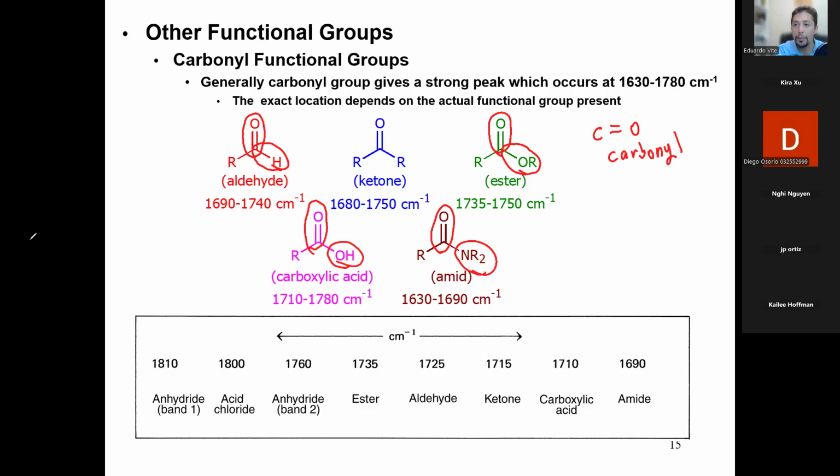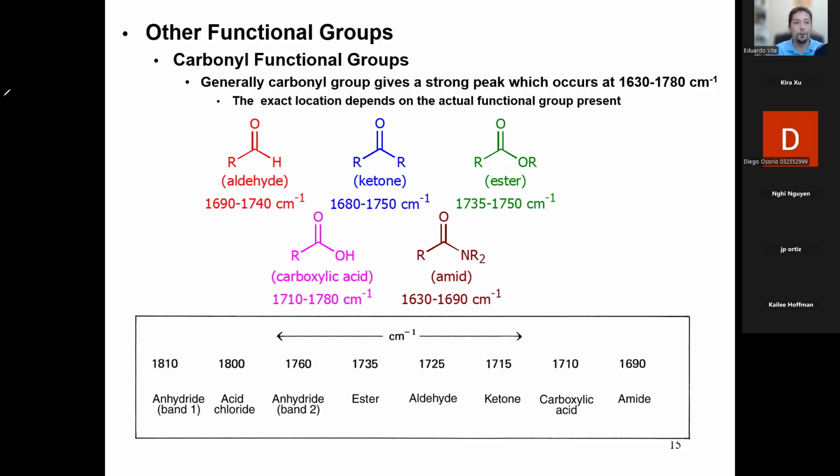Okay, so when you're telling me peaks, you have to tell me this is a carbonyl peak of an aldehyde. This is the carbonyl peak of a carboxylic acid. This is the carbonyl peak of an ester. Okay, be very specific with your language. It matters. It really does matter.